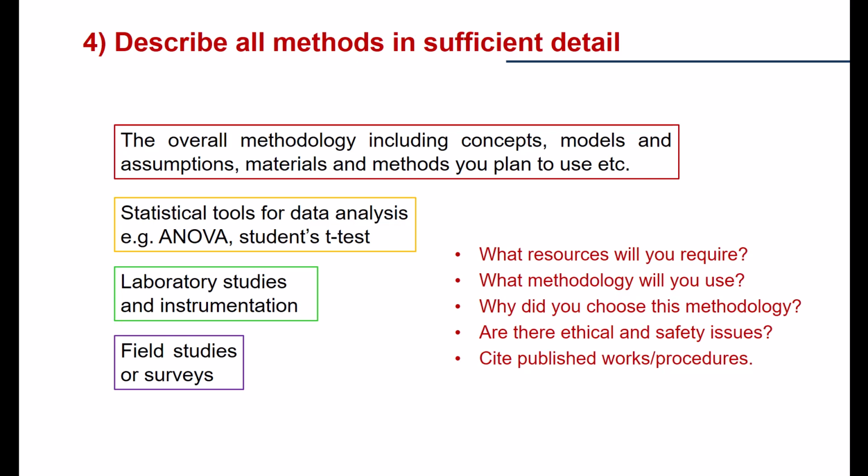Here you might want to ask yourself, what resources are needed to execute the project? Which methodology are you going to use? And why did you choose this methodology instead of another one? Do you have any ethical and safety issues to address? It's important here that if you are using some procedures from other people which have been published, you need to cite them properly in your experimental section.